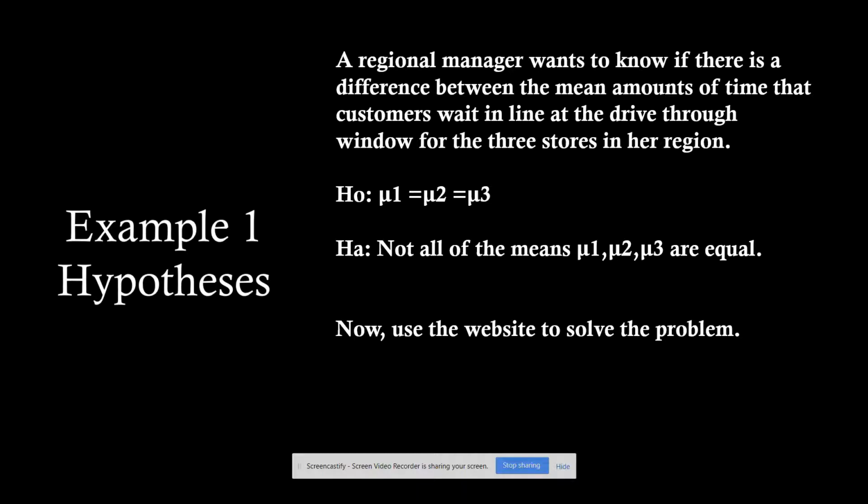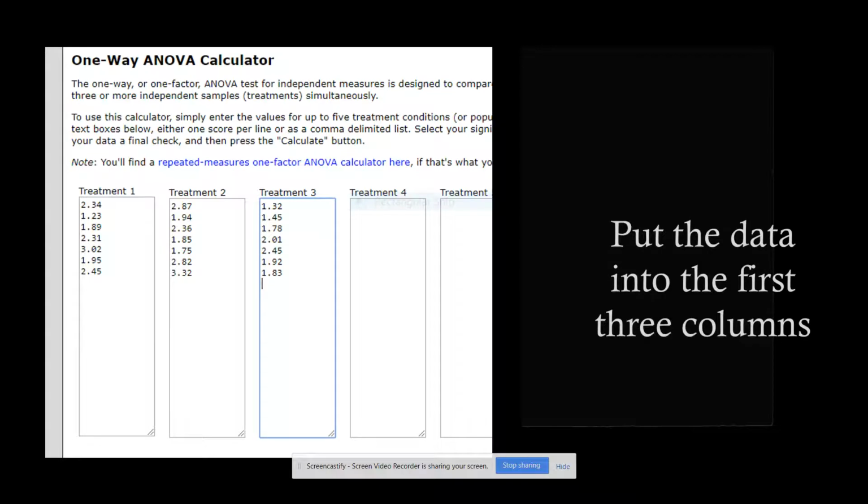Now I'm going to use the website to solve the problem. So here's just a copy. I just took a screenshot of it. As you see, I have treatment 1 is store 1, treatment 2 is store 2, and treatment 3 is store 3. And I put my data in the columns. You don't need to put any commas or anything. I would just put it just like this. So it'll make your life easier. There is a way to do it in the calculator. I think this is a lot easier, so you might want to do it this way.